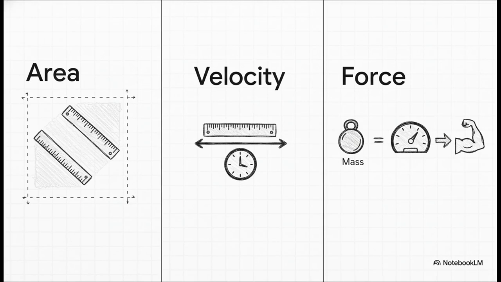So let's see how this actually works. Area? That's just length times length, so you get meters squared. Easy. Velocity? Well, that's how far you go over a certain time, so it's length divided by time, meters per second. But what about something beefier, like force? We all know F equals ma, right? Force is mass times acceleration. Mass is kilograms, acceleration is meters per second squared, so you just smash them together and you get the unit for force: kilogram meters per second squared. See? We're literally just building bigger words from our basic alphabet.